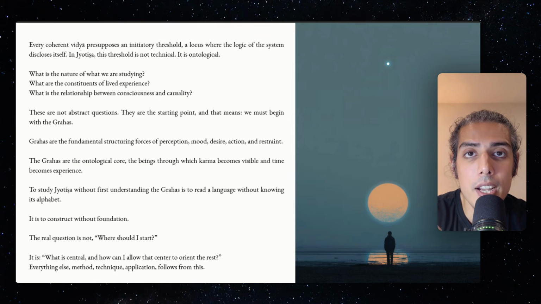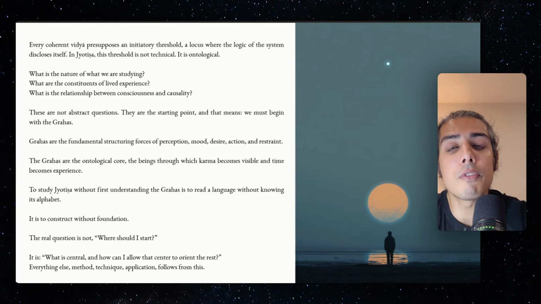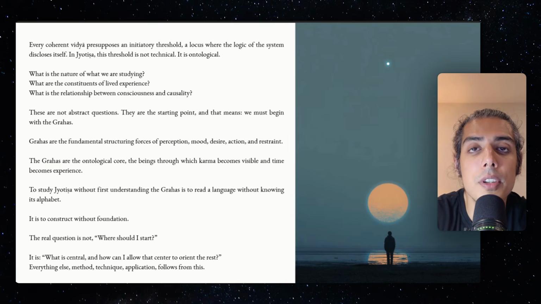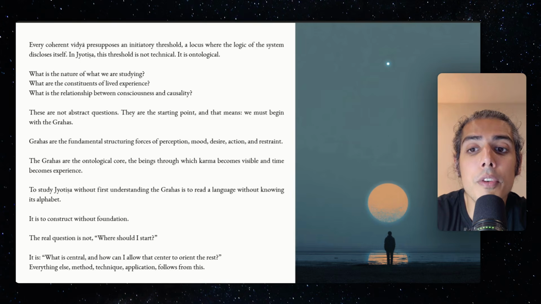These three questions are directly implying something about the nature of the grahas. Grahas are the fundamental structuring forces of perception, mood, desire, action, restraint. They are the bhutas. The grahas are the ontological core, the beings through which karma becomes visible and time becomes experience. So, to study Jyotish without first understanding the grahas is to read a language without knowing its alphabet. It is to construct without foundation.